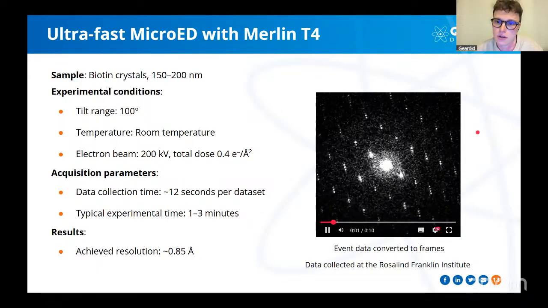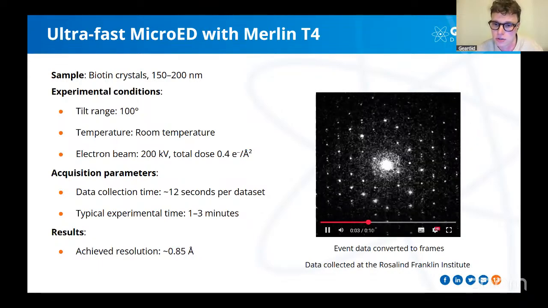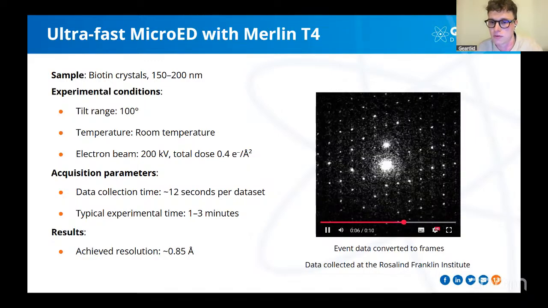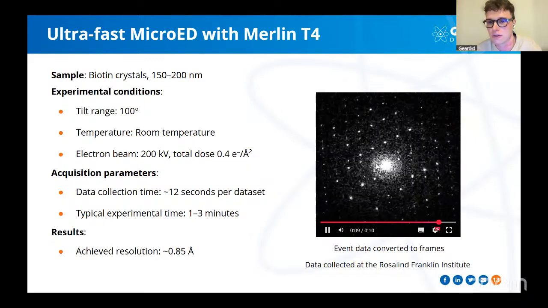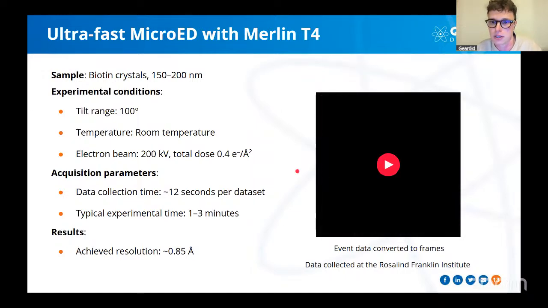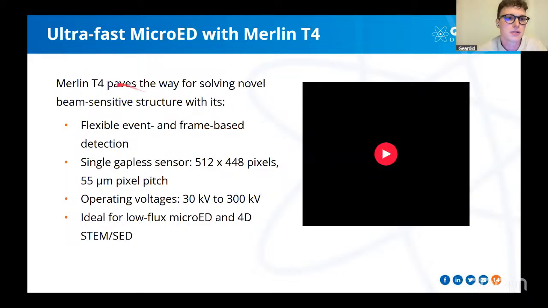This is a video of the data. It's not really sped up. I just trimmed a few of the frames at the beginning and at the end, because you have some acceleration of the goniometer, which can lead to some issues in the data processing. In these experiments, we're effectively at the limit of the goniometer, and so the detector is not really a limiting factor anymore, if it ever was. What I'm trying to get at is that Merlin T4 potentially paves the way for solving novel beam-sensitive structures because of its speed.